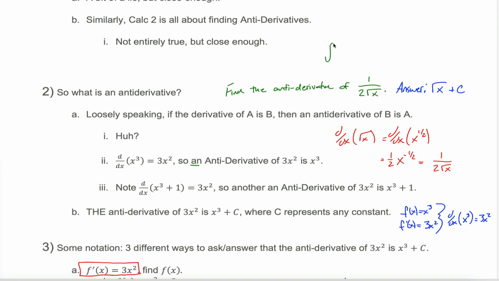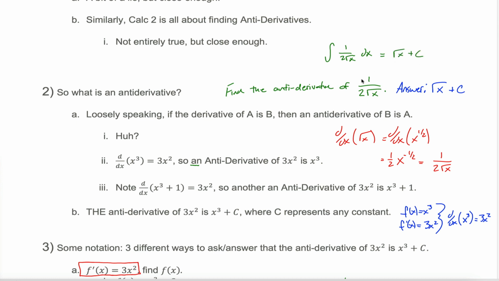As I mentioned earlier, I want to be able to ask you this question. Maybe I could write this integral symbol, 1 over 2 times the square root of x dx, and you'd be like, oh, you want me to take the antiderivative of 1 over 2 times the square root of x. And I'd want you to be able to answer that question without just recognizing that 1 divided by 2 times the square root of x was the answer to a derivative question. I want you to have a series of steps that you can do to figure out that this antiderivative is equal to the square root of x plus c.